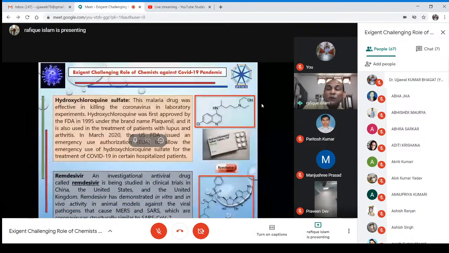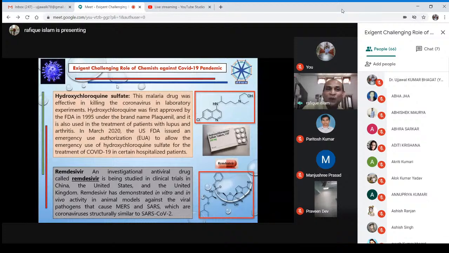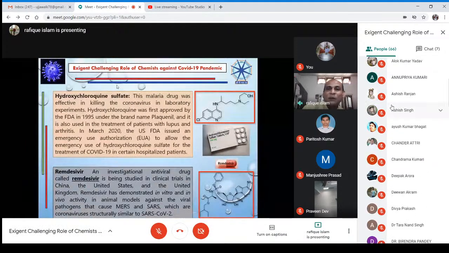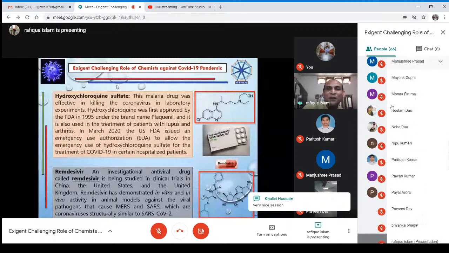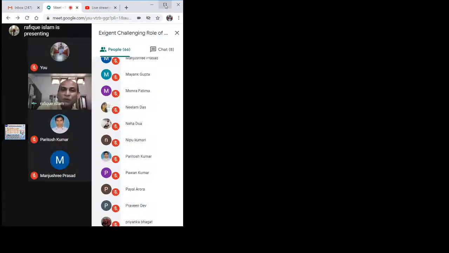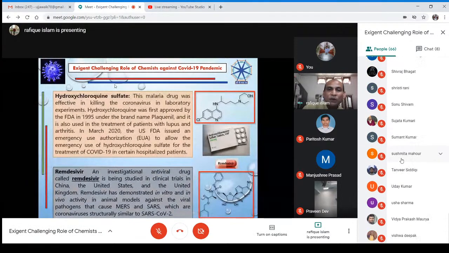Here, the hydroxychloroquine sulfate. Whenever we talk about hydroxychloroquine sulfate, we remember what happened in India. Basically, India first banned the export of this hydroxychloroquine sulfate. Then the President of the United States, Donald Trump, called our honorable Prime Minister Narendra Modi ji for delivering this hydroxychloroquine sulfate to the US so that they can use it as an emergency use. So this is also used as an emergency drug for hospitalized patients.